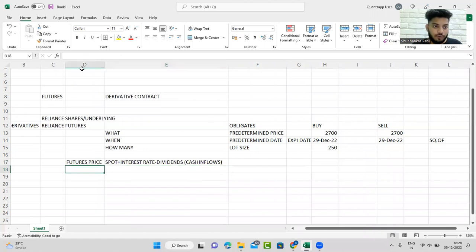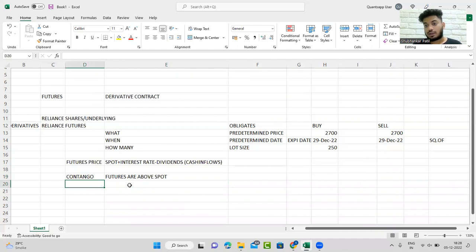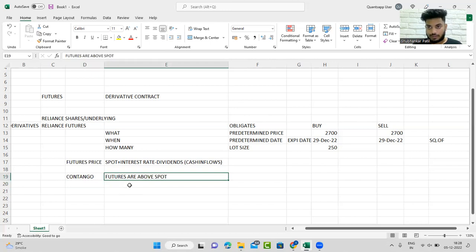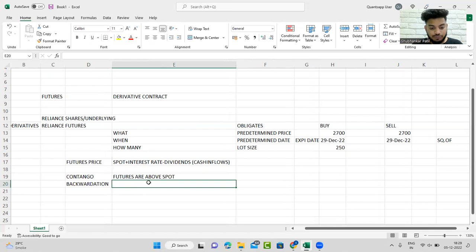Now, because of this formula of futures contract, futures sometimes trade below the spot price and sometimes trade above the spot price. Whenever futures are trading above the spot price, it is called contango. So if you ever hear the term contango, it simply means one thing: futures price is above the spot price. So futures is trading at a premium. Then comes backwardation. What is backwardation? Backwardation means that futures are trading below the spot price.